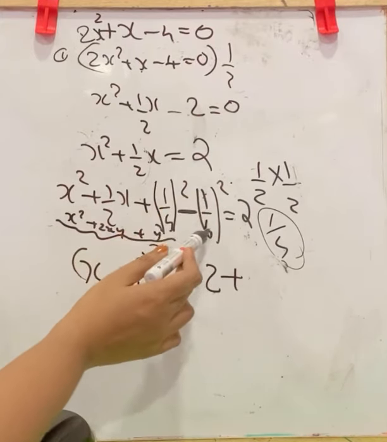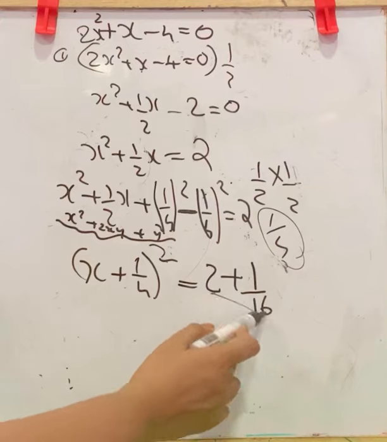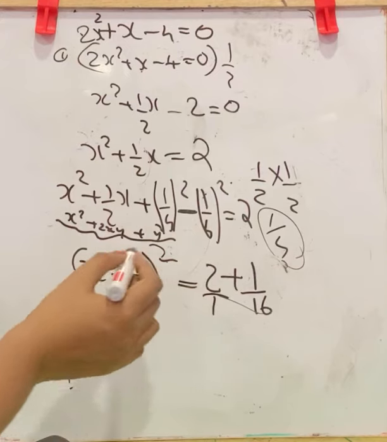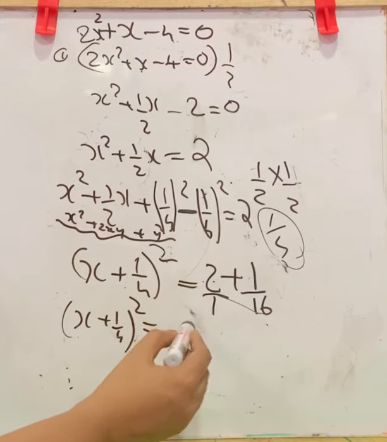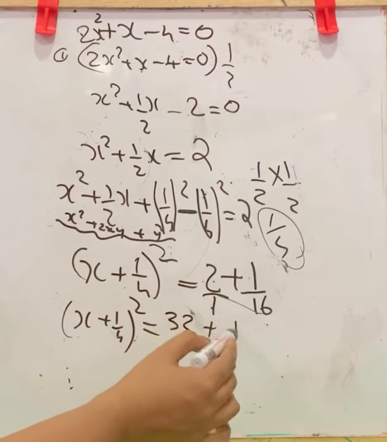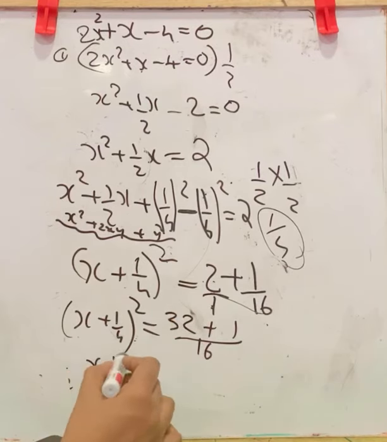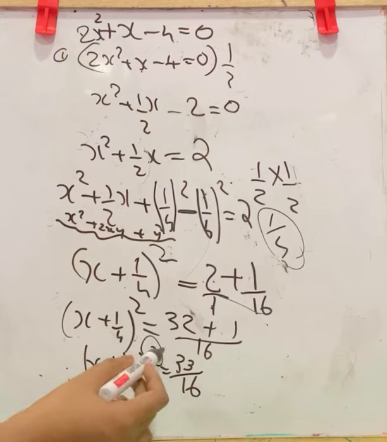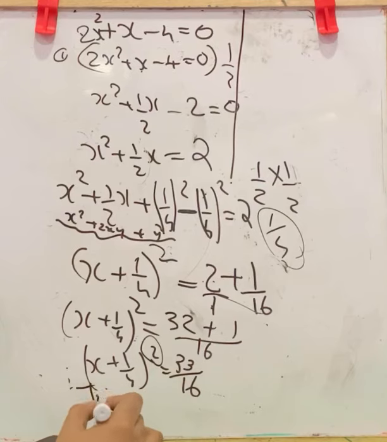The square is for numerator and denominator. So this becomes 1 square is 1, 4 square is 16. Now here we can find the LCM, or here it is by 1, so you can simply cross multiply it. x plus 1 by 4 whole square equal to, cross multiplying, 16 2s are 32 plus 1 1s are 1, by 1 16s are 16. That is 33 by 16. x plus 1 by 4 whole square equal to 33 by 16. Now to cancel the square we are taking square roots. So taking square root on both sides.